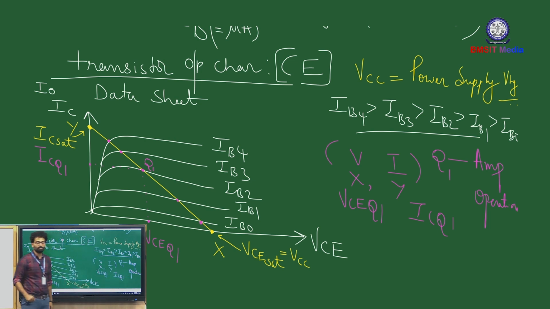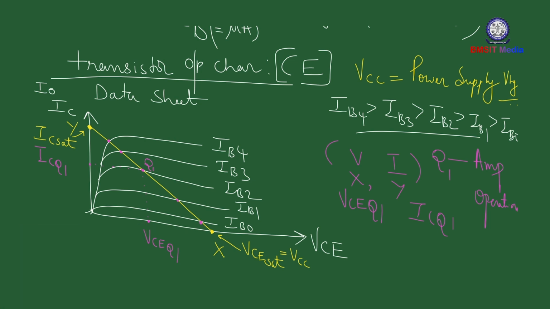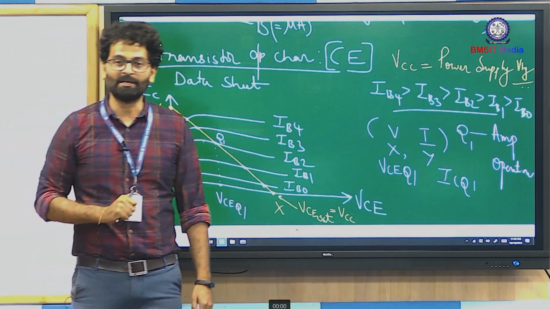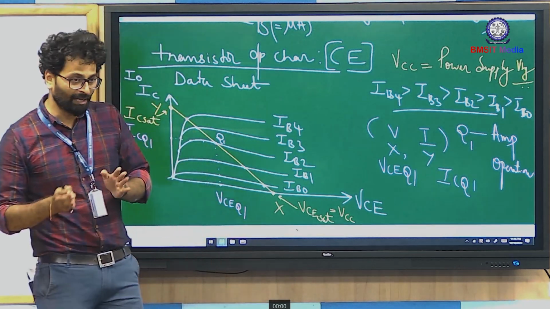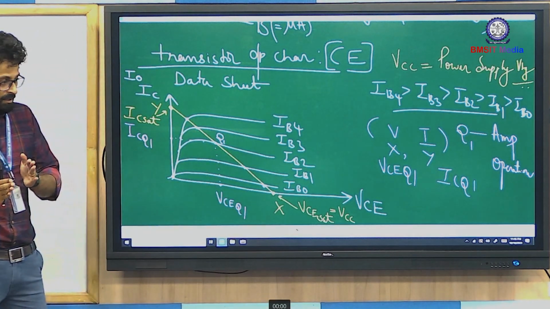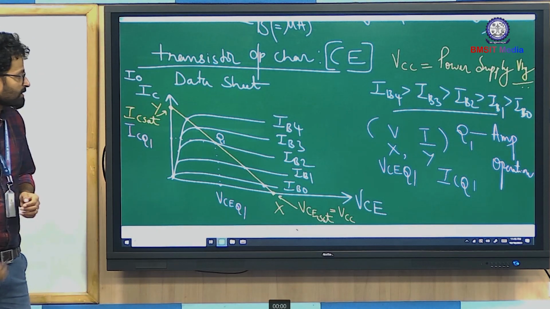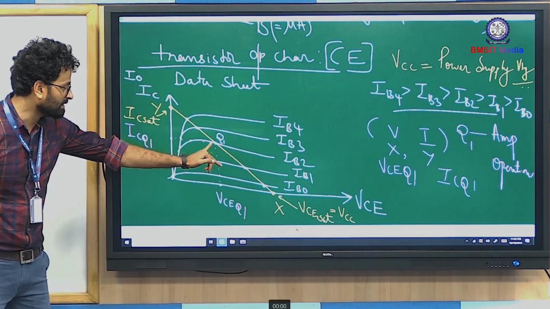And how to get this point Q1? So Q1 you need to get by properly designing a biasing circuit. And how do you design a biasing circuit? By properly choosing the resistors and power supply voltage. So by properly designing a biasing circuit, one can fix the Q point either at the center of the load line or far away from the center point.